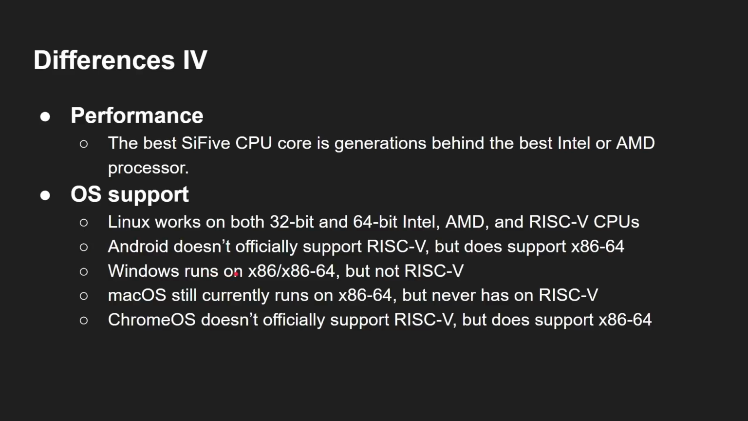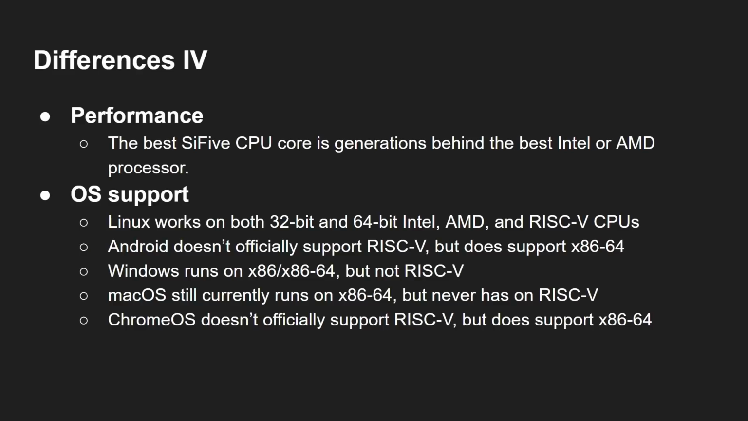Windows, of course, runs on x86. Everyone knows that. It also runs now on ARM, but it doesn't run on RISC-V, and I can't see that happening in the next decade. macOS still currently runs on x86, of course, because Intel has only just been dropped by Apple, so Intel Macs are still available. You could probably still even buy an Intel Mac today if you went and tried. But there's no reason why it's ever going to run on RISC-V.